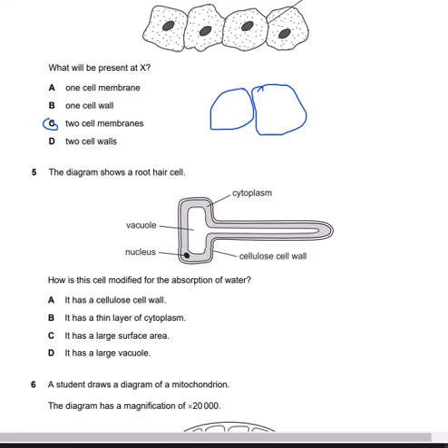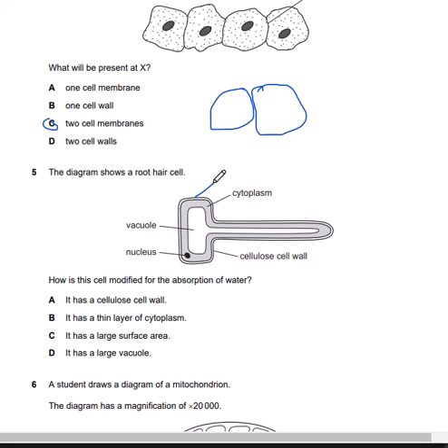The diagram shows a root hair cell. How is this cell modified for the absorption of water? The root hair cell is similar to the villi that are present in the walls of the intestine, specifically the ileum. It increases the surface area, thus increases the rate of absorption.